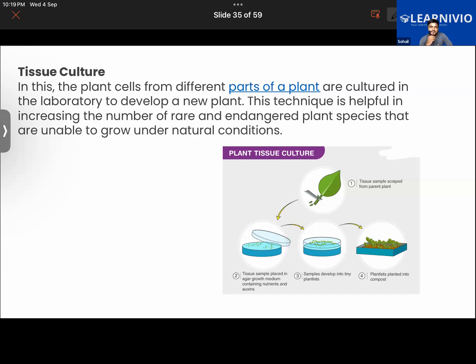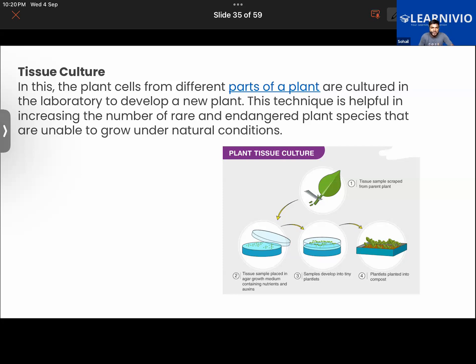So tissue is like, when there is a rare species of a plant, you take a leaf of it and try to make more. I haven't asked about tissue culture. I'm asking about tissue only. What is tissue? I don't know. Priyanka, you also don't know.